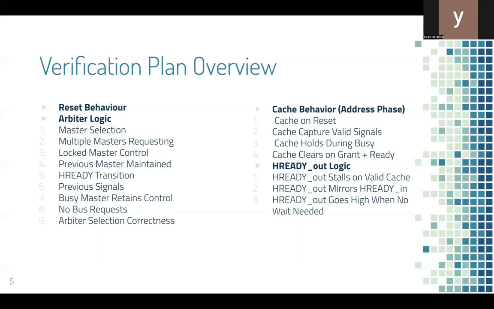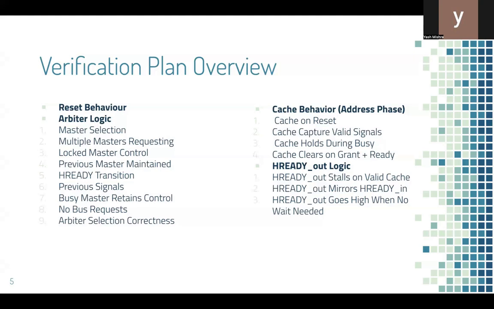The first group of tests ensures that everything in the system resets properly when HRESETn is deasserted. ARB select, previous master select, and master select are cleared to the default states. This might sound basic, but imagine starting your car and the dashboard lights are already blinking. Not good, right? So we ensure everything starts clean. Then we go to the arbiter logic.